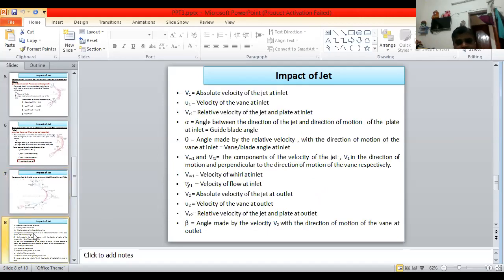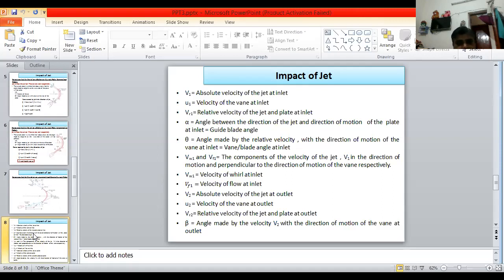v1 is equal to the absolute velocity of the jet at inlet, u1 is equal to the velocity of the vane at inlet, Vr1 is the relative velocity of the jet and plate at inlet, alpha is equal to the angle between the direction of the jet and the direction of motion of the plate at inlet. This is also known as the guide blade angle. Now theta is equal to the angle made by the relative velocity with the direction of motion of the vane at inlet, that is the vane angle or blade angle at inlet.